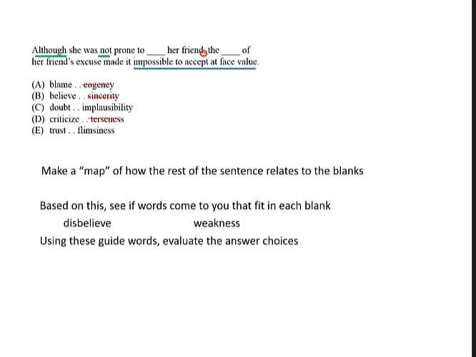So now I go to the other side, and now I only have 2 words that I need to evaluate, which are doubt in C and trust in E. Although she was not prone to trust her friend, the flimsiness of the excuse, well, that although doesn't fit. If she always didn't trust her friend, first of all, I question why it's a friend, but again, it doesn't fit. We were looking for something like disbelieve, which is the opposite of trust. So I can get rid of trust. And that leads me to the correct answer choice, C.